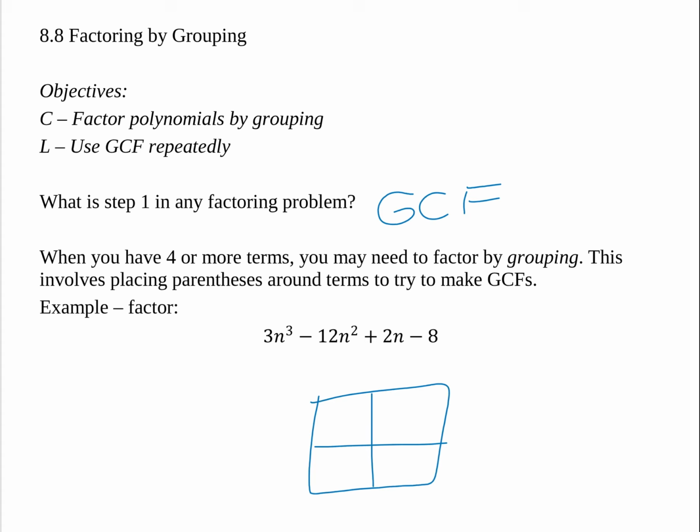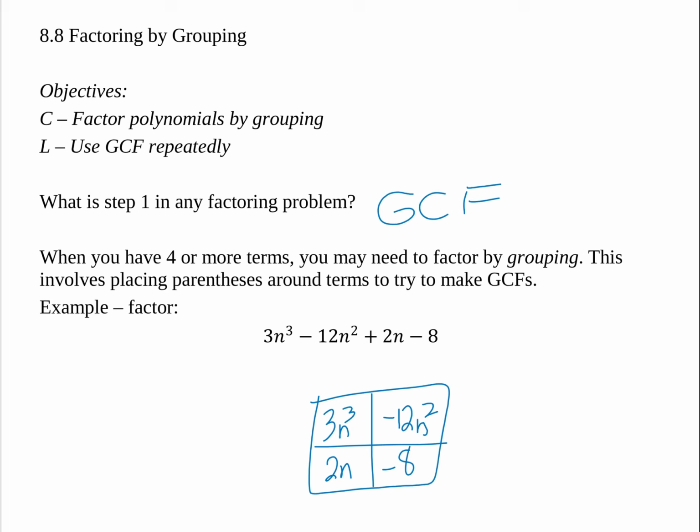Now the way that you enter your terms into the box is you're going to put the highest degree term in the first box, and then just like reading a book, the next highest degree term across, and then down to the next line, the next highest degree term, and then finally your lowest degree term. So the highest degree term, 3n to the 3rd. The next highest degree term, negative 12n squared. The next highest degree term, 2n. And then finally this negative 8 right here. So just like reading a book, highest degree to lowest degree, top line across, next line across.